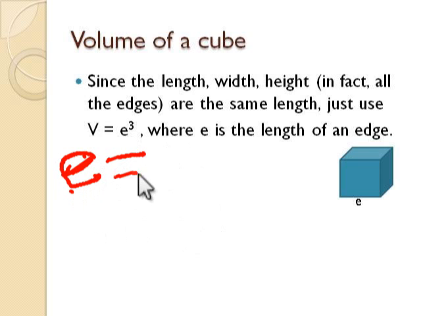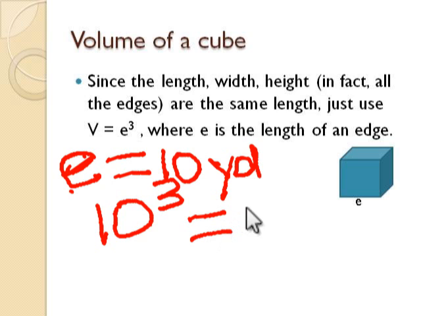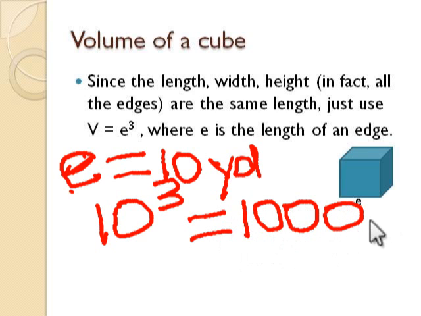Let's say that the edge of this is 10 yards. So I'm going to do 10 times 10 times 10, or 10 cubed. Remember the trick for this? It's a 1, and the exponent tells you the number of zeros when it's a power of 10. So 1,000, and then it's going to be cubic yards. And that's all there is to that. Just multiply that number by itself 3 times. Volume of a cube.